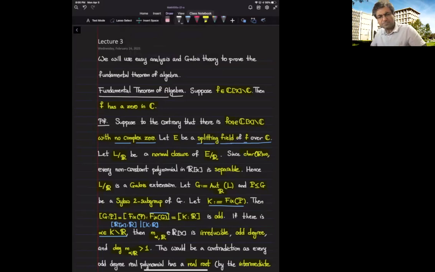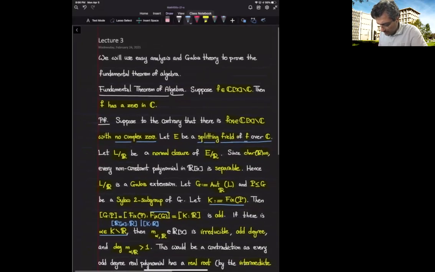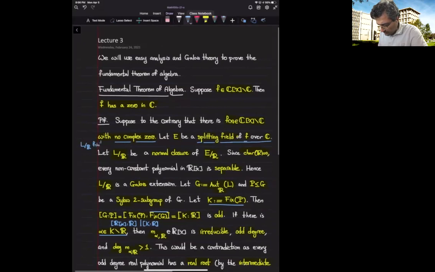If you don't remember the main properties of normal closure, let me just mention that what we need from L is that L over R is a finite extension, L over R is a normal extension, and L contains E. These are the three properties that we need over here. So again, let me summarize them. L over R is a finite extension, and E is contained inside L.